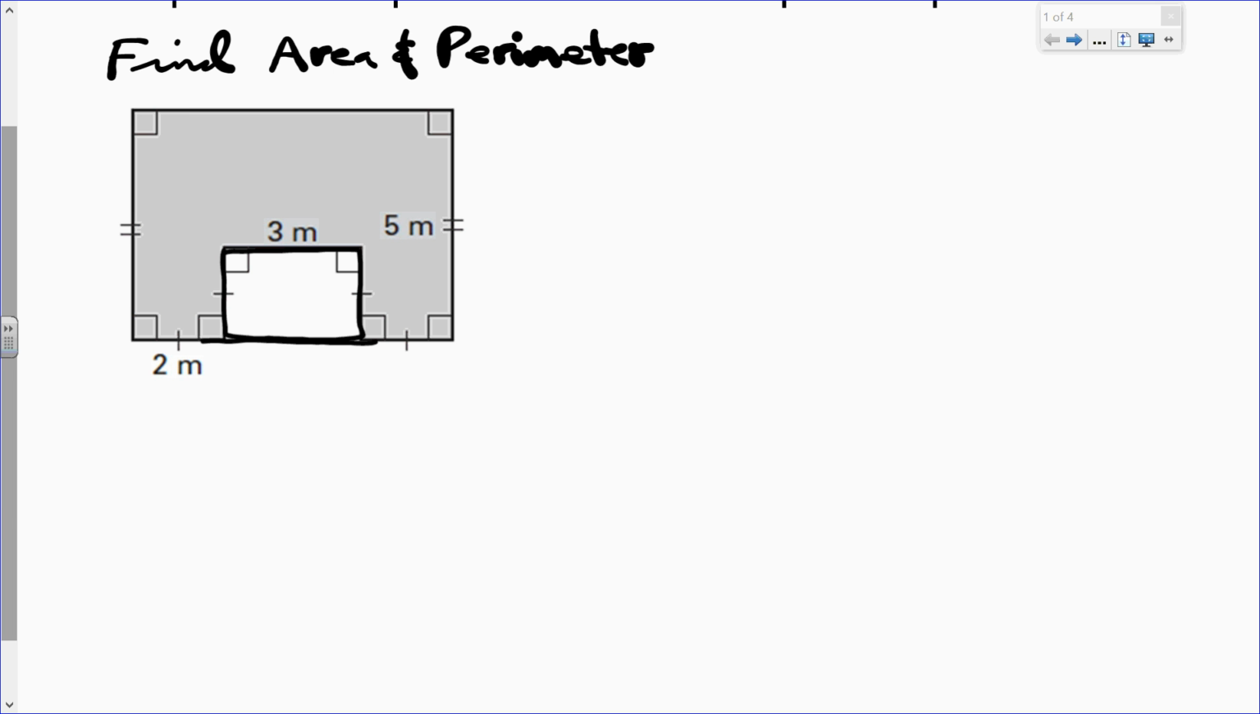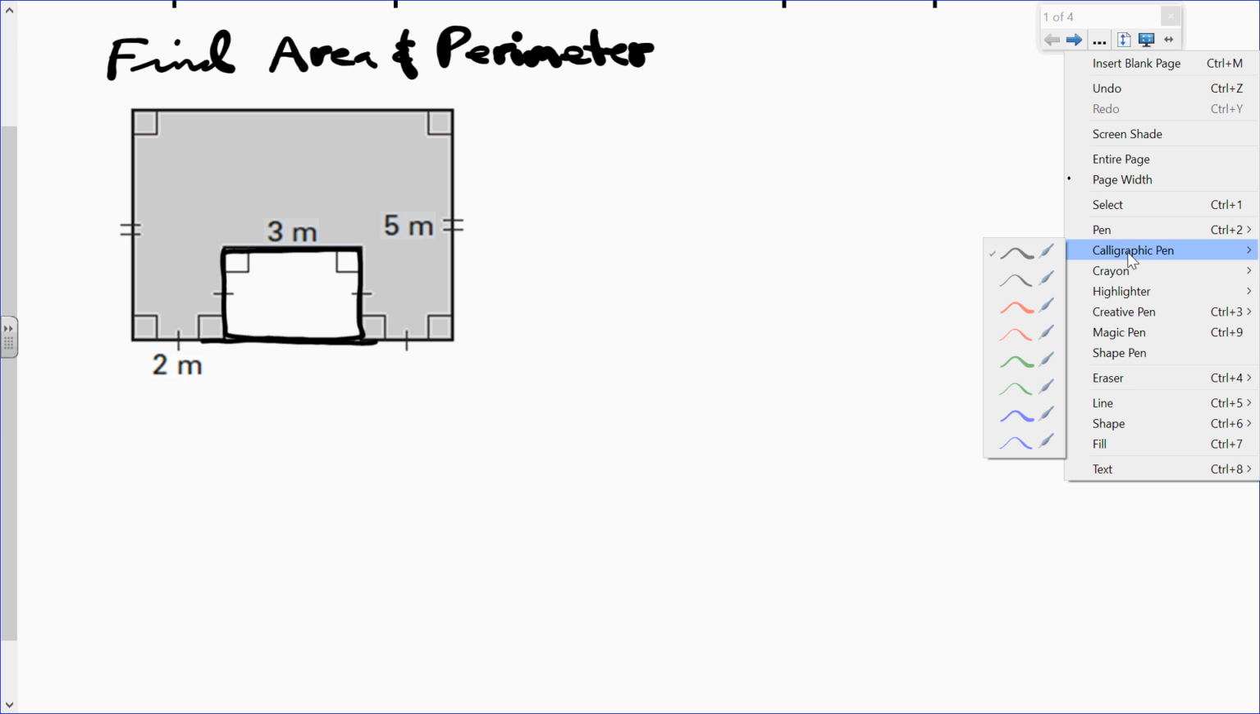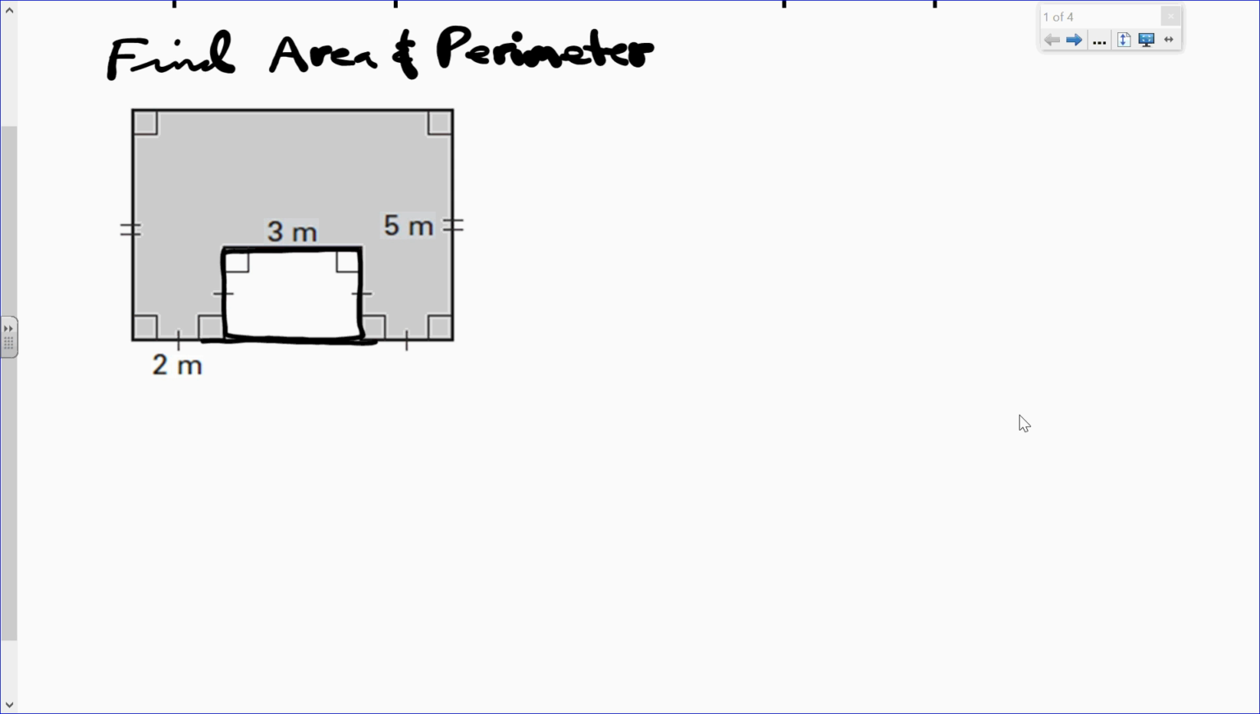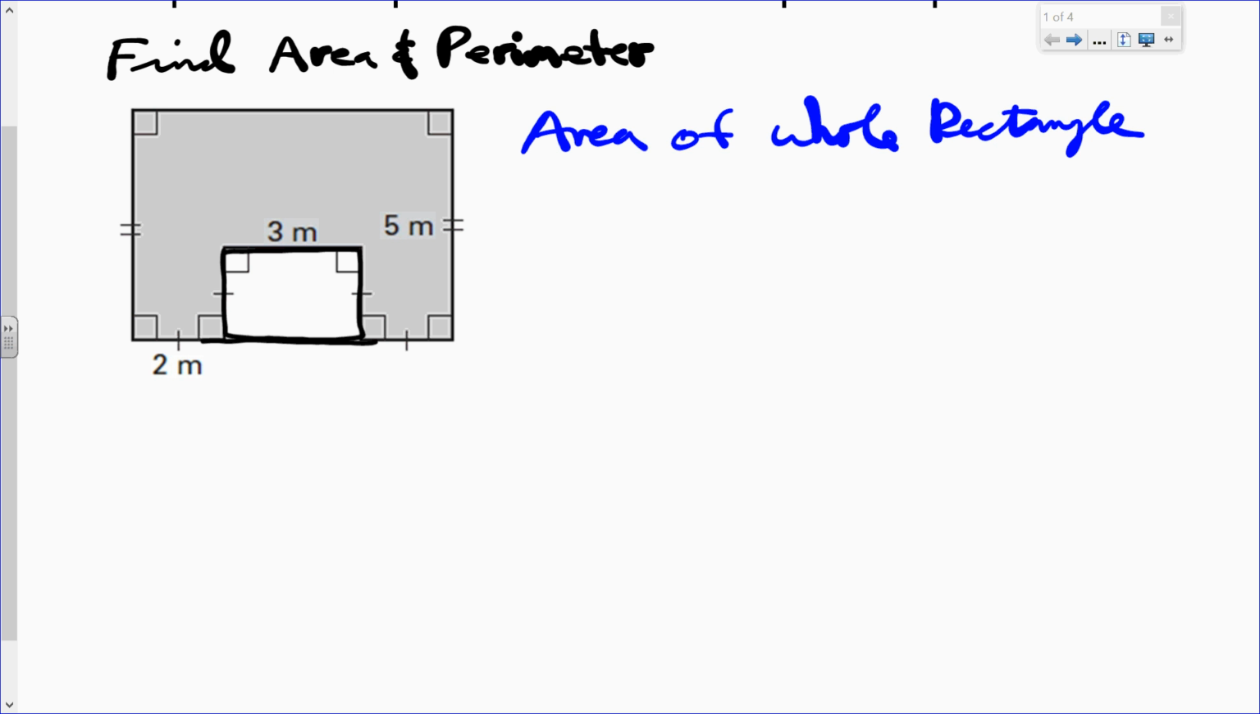All right, so here's our first game plan to find the area. Let's find the area first. Area, we're going to write area of whole rectangle minus area of empty. Okay, that's the game plan to find the area. I'm going to find the area of everything, and I'm going to subtract the area of the empty from it.